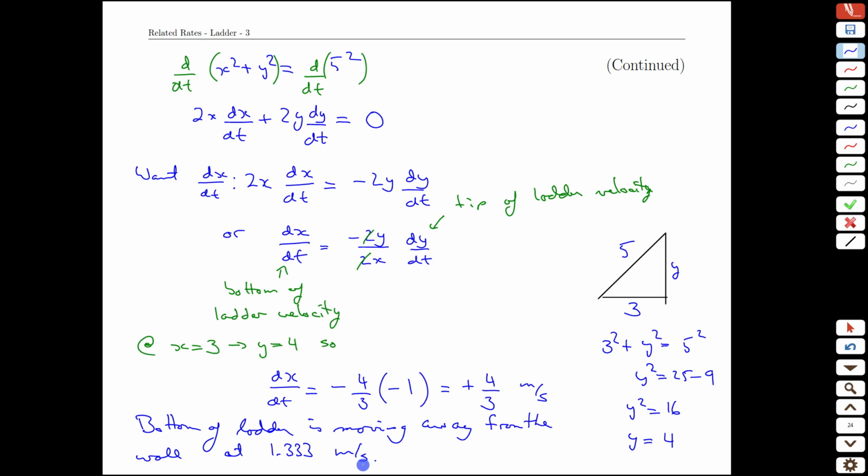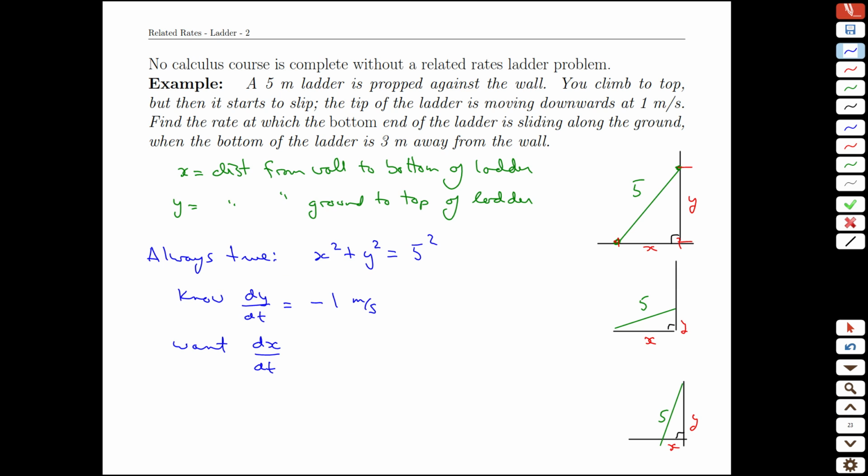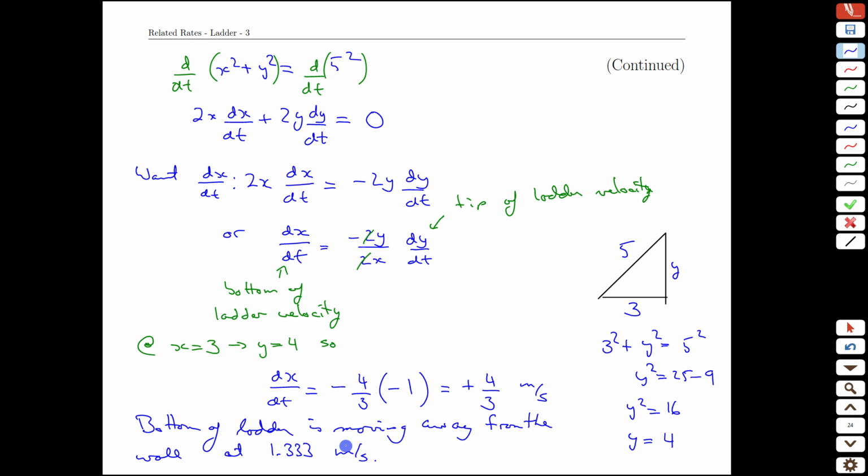Perfect. So another archetypal related rates problem where we have a relationship between the quantities, the two distances here, and that led us to, through differentiation, a relationship between how fast they were each changing over time, and then we could freeze frame at a particular instant and ask, at that instant, what's a particular rate and what's its value?